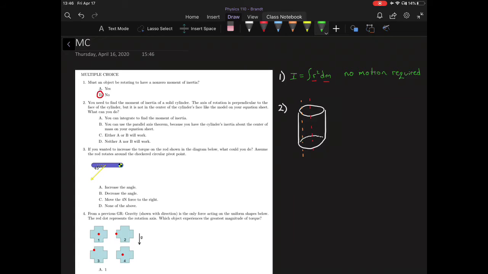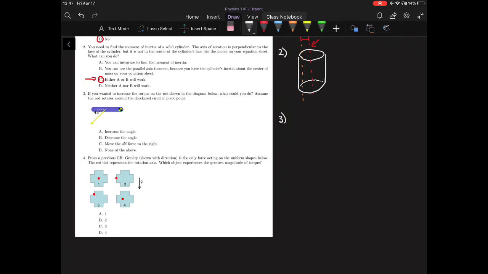So how can we do that? There are 2 different ways we can do that. I is the integral of r squared dm, so we can always use that integration. Part B, you can use the parallel axis theorem because you have the cylinder's inertia about the center of mass on your equation sheet. So what that is telling us is that although we have the equation for I about the red axis, if we just shift that some amount, we can use the parallel axis theorem to find our new rotational inertia. So both A or B will work for that.